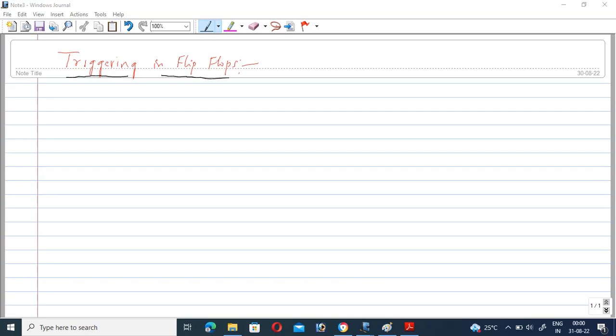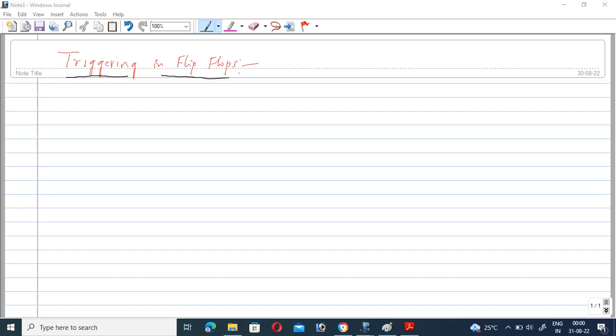Now, in this digital system design series and the digital logic design series, we are going to discuss one of the most important topics, that is triggering in flip-flops. Flip-flops are one of the basic building blocks for counters and registers. In flip-flops, we are using some clock signals. So how flip-flops work, and when they work, those kinds of questions can be answered by this concept. Okay, so let us see here.